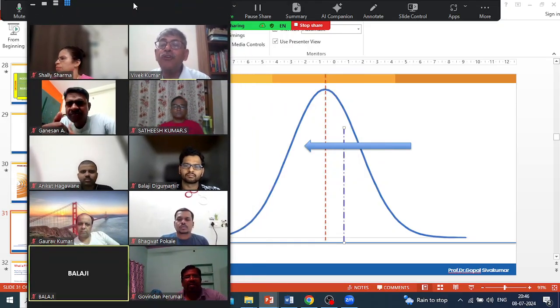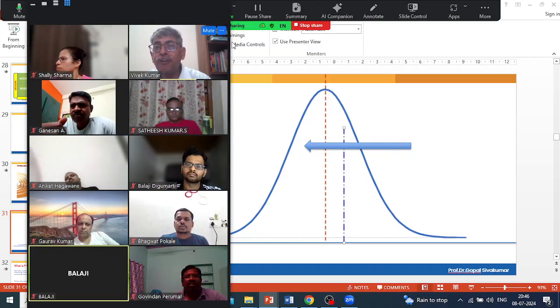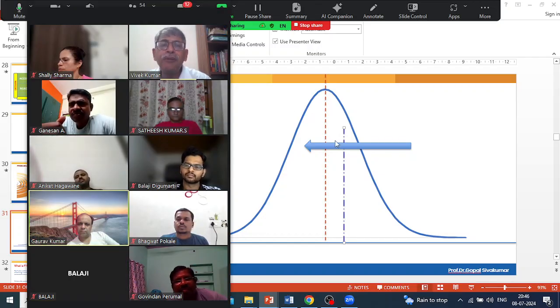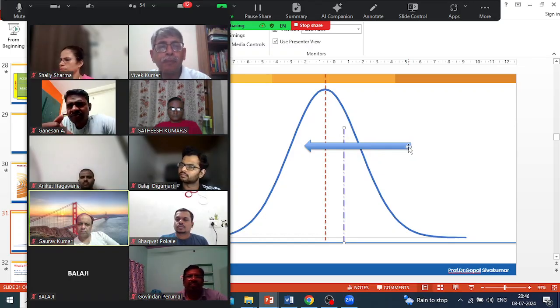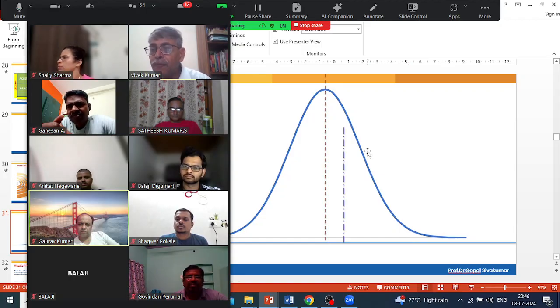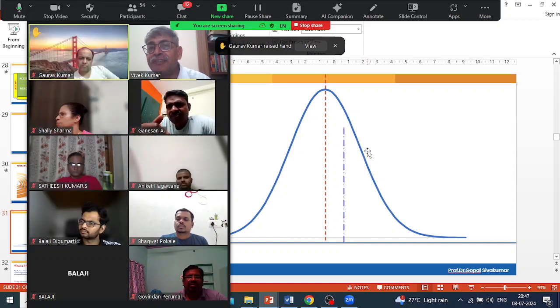Yes. So now you are very clear. Ganeshan, you are looking somewhat worried. You tell me where shall I draw the line? Where do you want to draw? 1 standard deviation away. What is the corresponding Z value? 1. 1.5 standard deviations away.